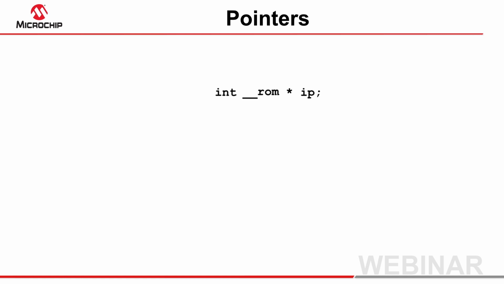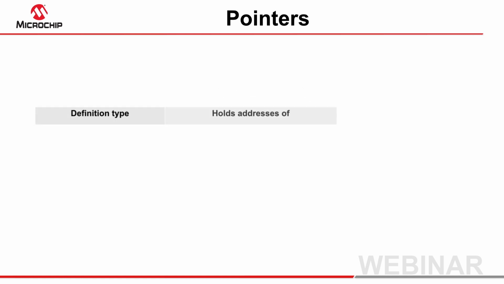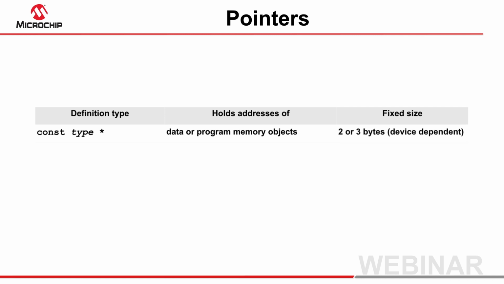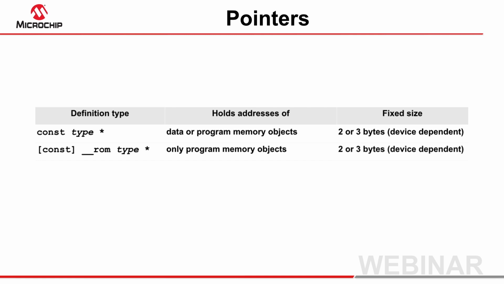When using local code generation, the compiler always considers a pointer to be in one of the following 4 pointer categories. Any const type pointer, which can be assigned the address of any data or program memory object, and which will have a fixed size of 2 or 3 bytes, depending on the target device. Any _ROM type pointer, the const qualifier is optional, which can be assigned the address of any program memory object, and which will have a fixed size of 2 or 3 bytes, depending on the target device.